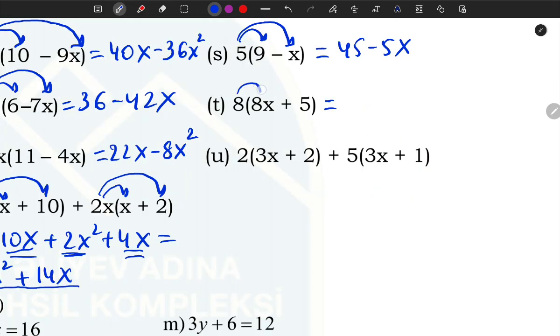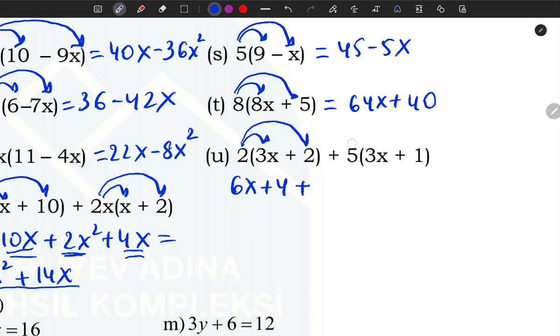Here we multiply 8 by 8x, then 8 by 5, and we get 64x plus 40. But here, first we need to multiply 2 by 3x, then 2 by 2, we get 6x plus 4, then 5 multiplied by 3x, 15x plus 5 by 1, 5. And then we need to collect like terms, we get 21x plus 9.